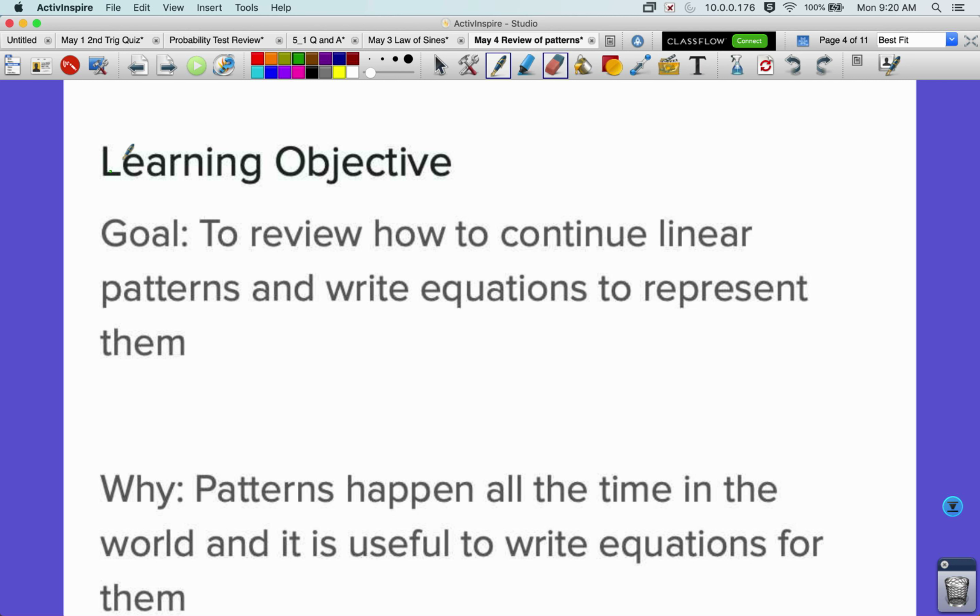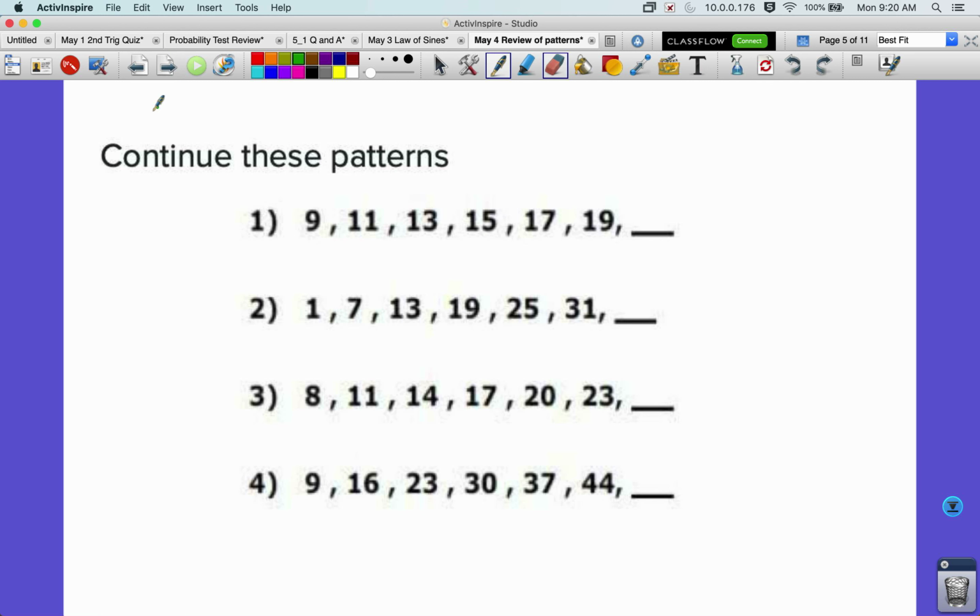Goal today is to review how to continue linear patterns and write expressions to represent them. While we're doing this, patterns happen all the time in the world, and it's useful to write equations for them. Those equations help us then make predictions if we see a pattern. All right, here's some patterns to continue. We have to look to see if it's an adding pattern or a subtracting pattern or something different. These all look like adding patterns.